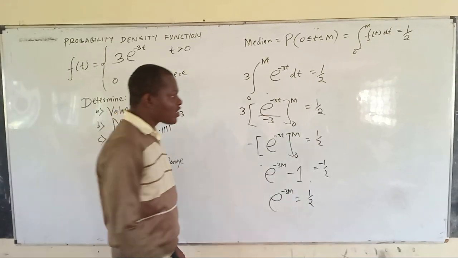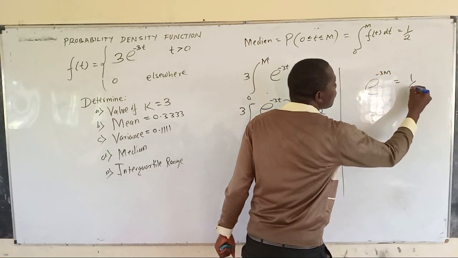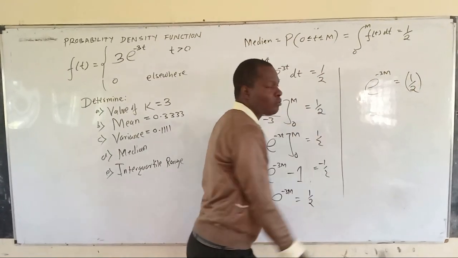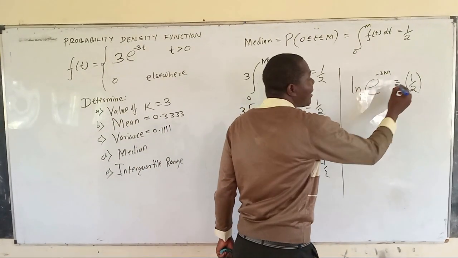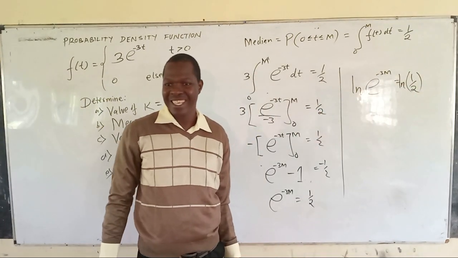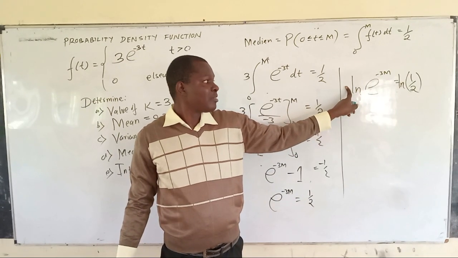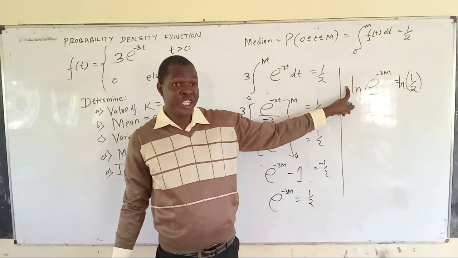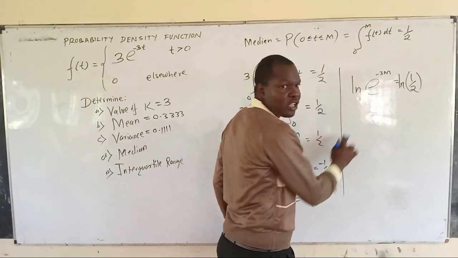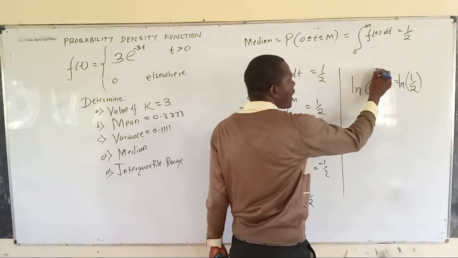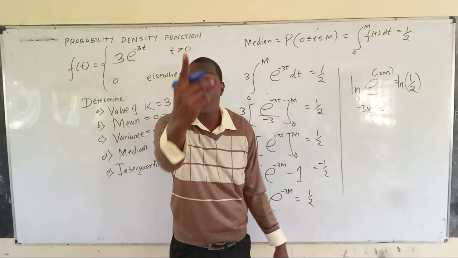So we have exponential negative 3m is equal to a half. What do we do? Yes, you introduce ln on both sides because that is the inverse of the exponential function. If you introduce ln on both sides, the power becomes the coefficient, because ln is log to base e. So negative 3m becomes the coefficient. So there will remain negative 3m because ln of e is 1, isn't it?